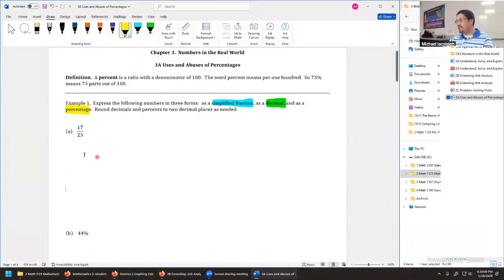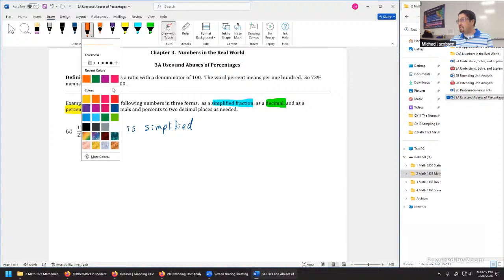So let's start off with part A. We have a fraction, there's no context, so just a generic math question on this one. 17/23 is a fraction. We have to simplify it, but we're done. These are prime numbers, so this doesn't reduce whatsoever. This is already in simplified form. So let's say here, 17/23 is simplified. So we can move on to the next portion.